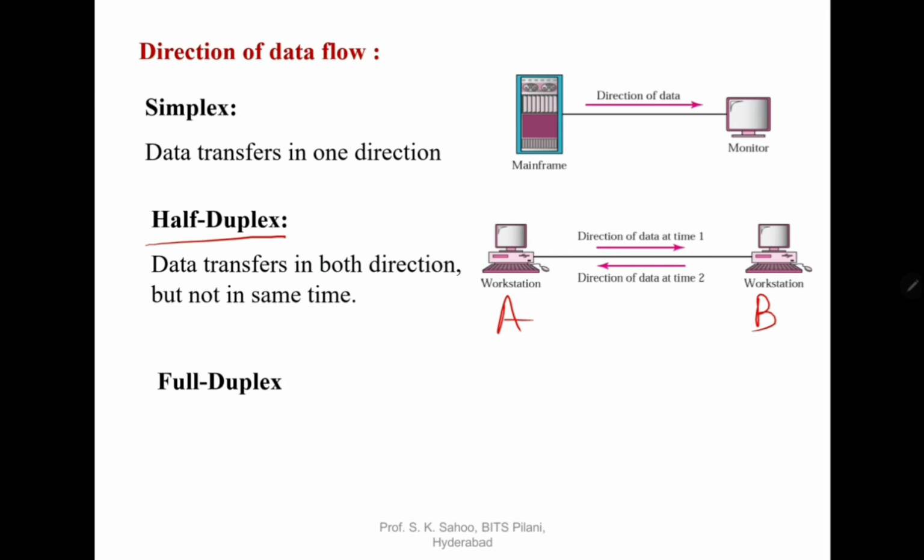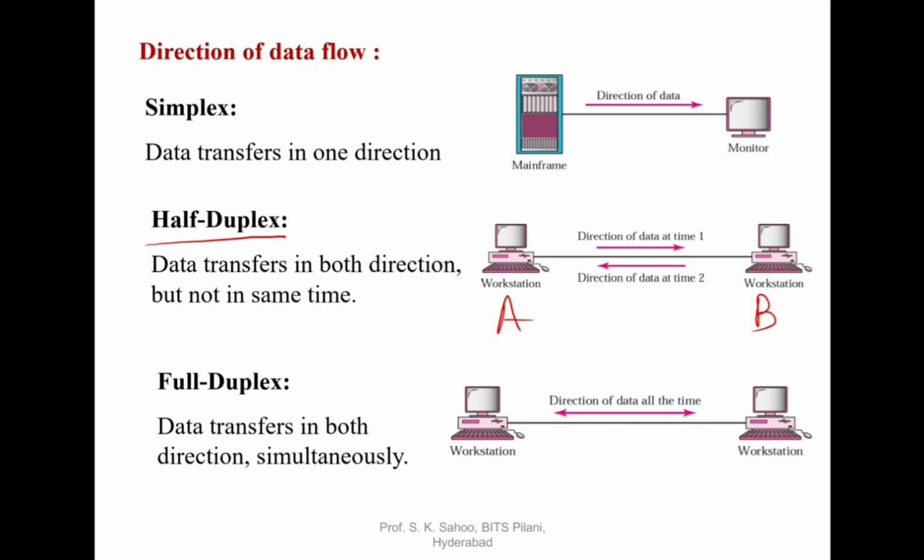Next is full duplex. In full duplex, data transfers in both directions simultaneously. So at the same time, A to B is possible, as well as B to A. That is full duplex.